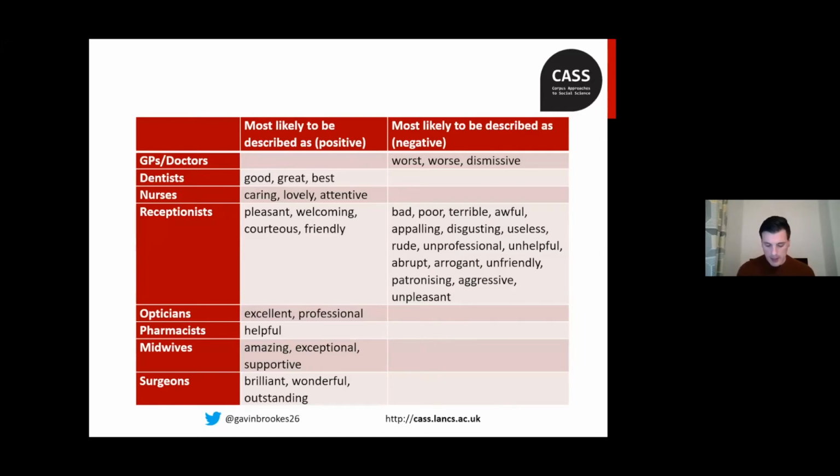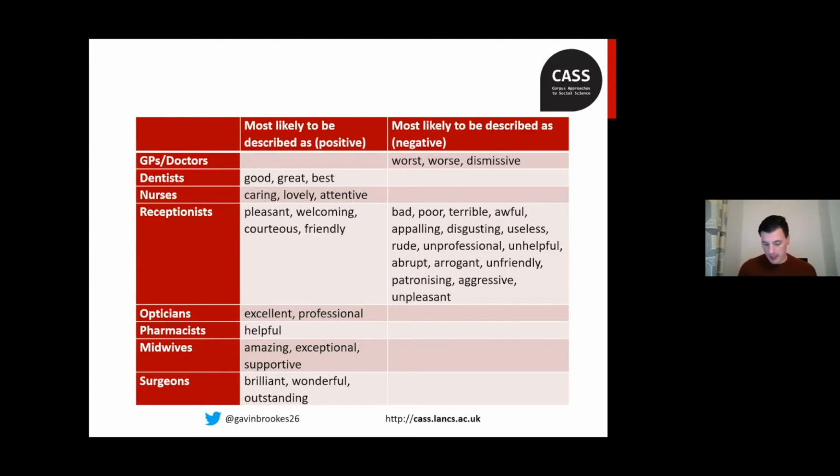So bearing in mind that surgeons and dentists did really well overall with 98 and 96% positive ratings, and bearing in mind that they also attract these really positive words like brilliant and best, we might conclude that the NHS has really good surgeons and dentists who are better than everyone else and should get a pay rise. At the same time, we could also be tempted to report back to the NHS that their receptionists are the worst at their jobs and that they all require substantial retraining.